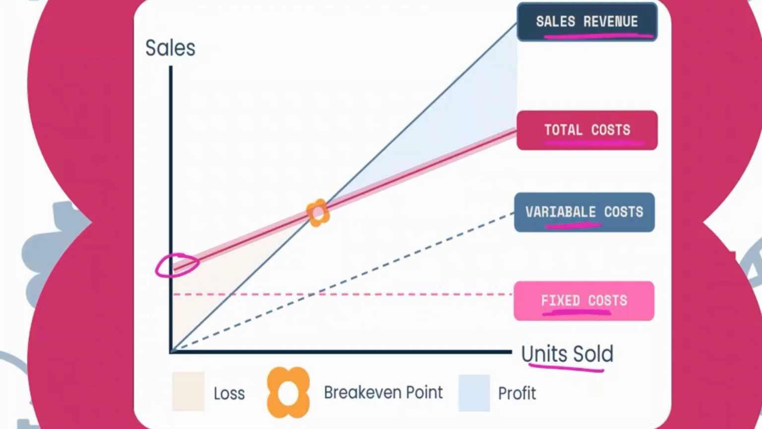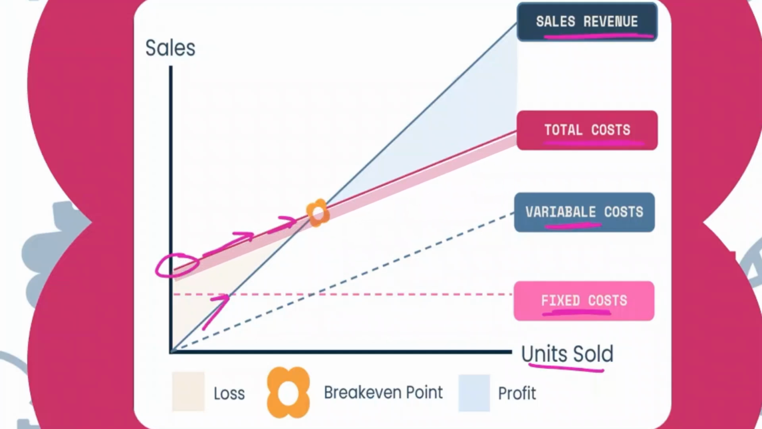But then the red line starts to slope upward. That's where variable costs kick in. These are costs like ingredients, packaging, or hourly labor. The more you sell, the more variable costs you take on. So the red line climbs with every additional unit that you sell.